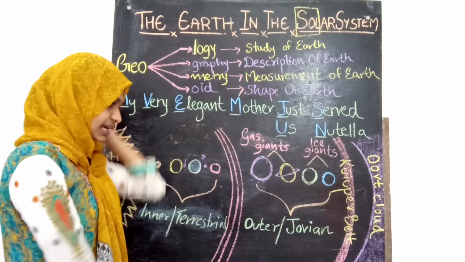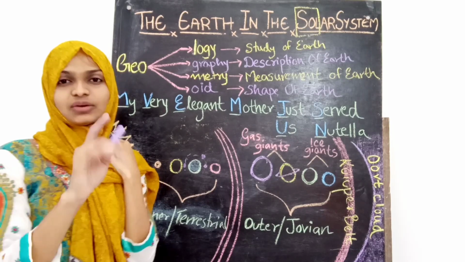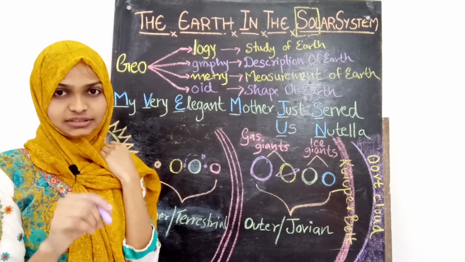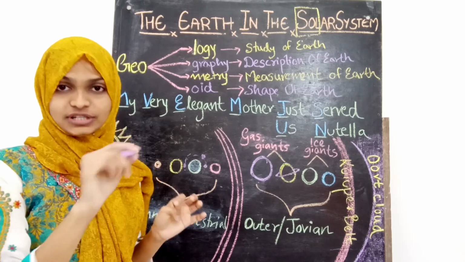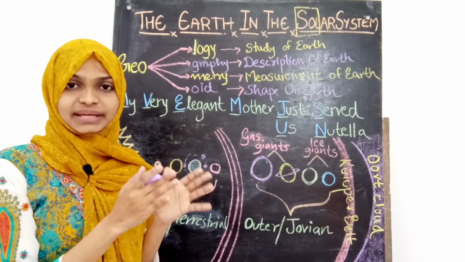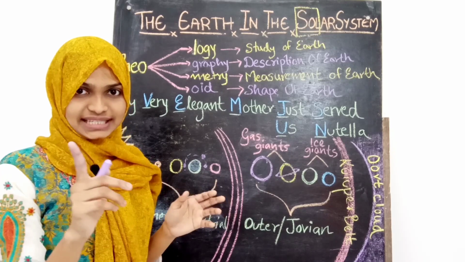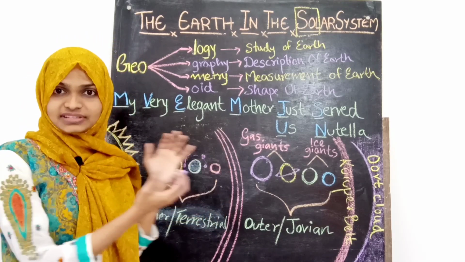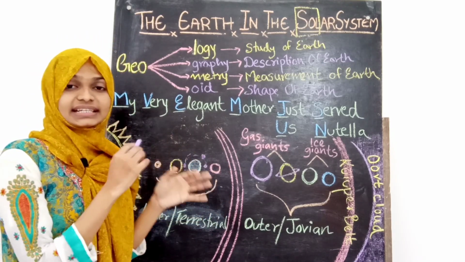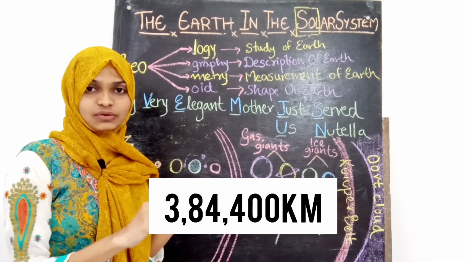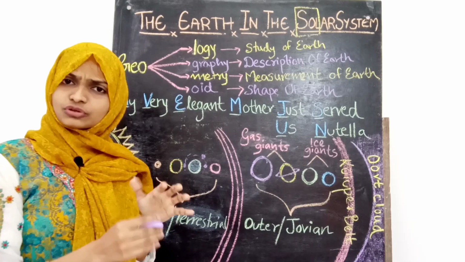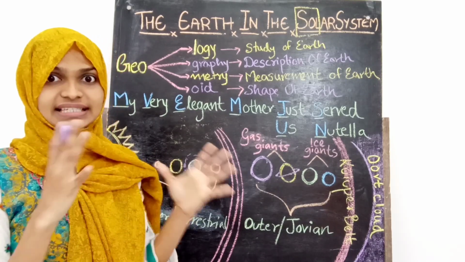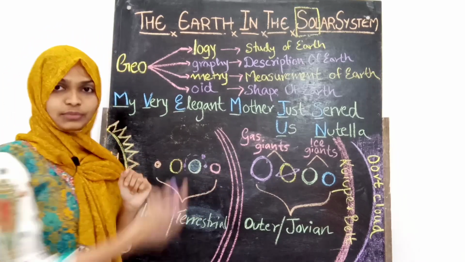Now the moon has a diameter which is only 1/4 of the diameter of earth. It means that, for example, if the earth has a diameter of 4 cm, then the moon will have a diameter of only 1 cm. But it is very close to earth. It is at a distance of 3,84,400 km from earth. That is why even though the moon is very small, we can easily see it. So that is about the moon.